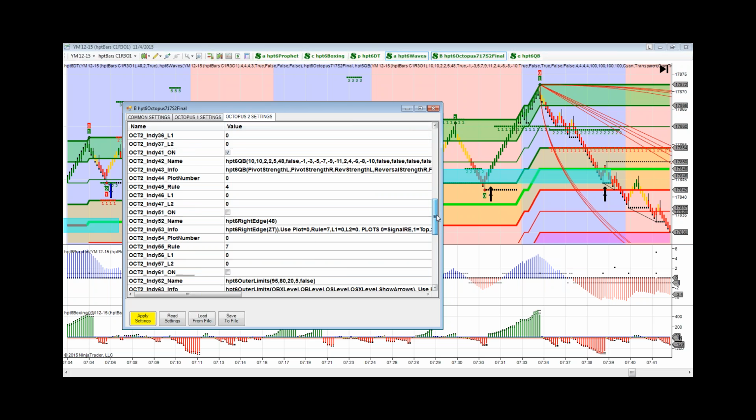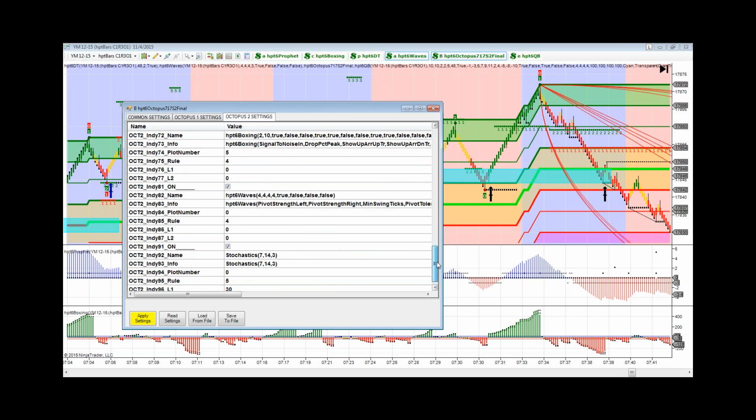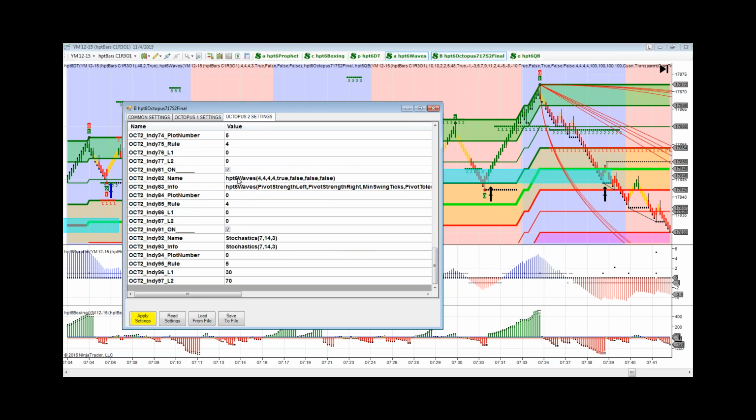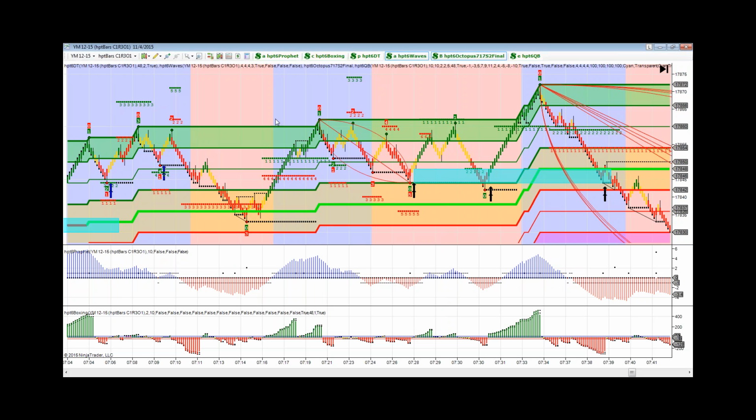In addition to that, the only other trend filter that we have is the HPT6 waves. That's this colored background using a 4 range. So it's using a 4 range. The 4 range has to be correct. In other words, it's got to be in a long condition for longs, short condition for shorts. There's a little bit of persistence built in. And then in addition to that, you do have to have a slight value here on the stochastics. Let's take a look at what those trades amount to.